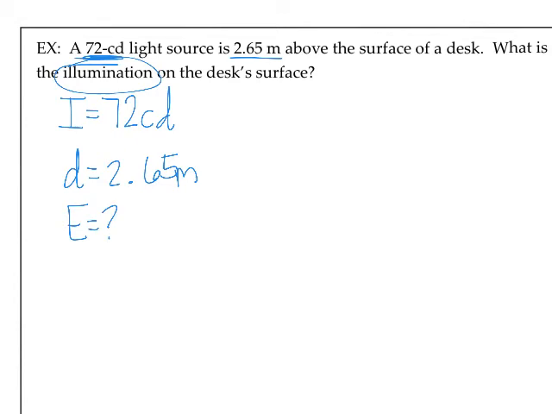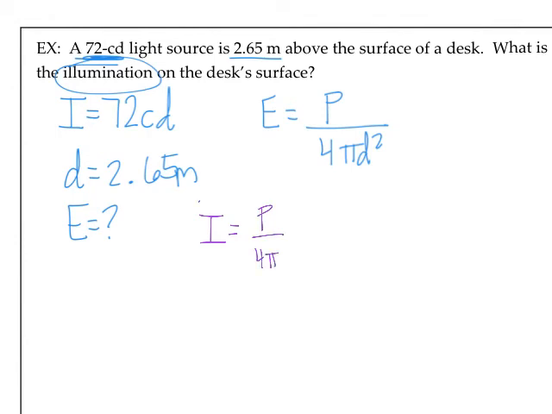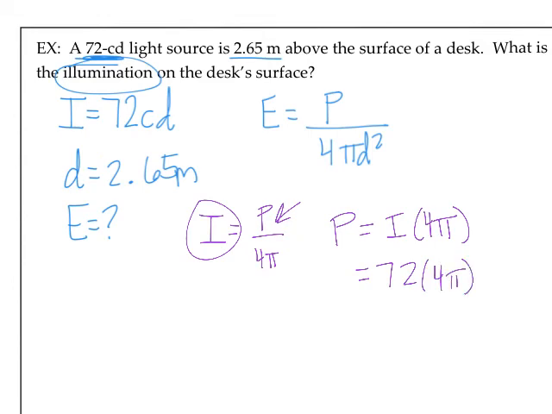Now I'm going to show you 2 ways to work this problem. First, if we look at our formula for illumination, it's P over 4 pi d squared. And we don't have the P yet, but we can find it with our intensity formula. Remember, intensity was P over 4 pi. So I can use the intensity that we're given to help us find a luminous flux. So let's do that. So if I were to rearrange, I would say I times 4 pi, and this would give us the value for the luminous flux. And in this case, it's equal to 904.8 lumens.